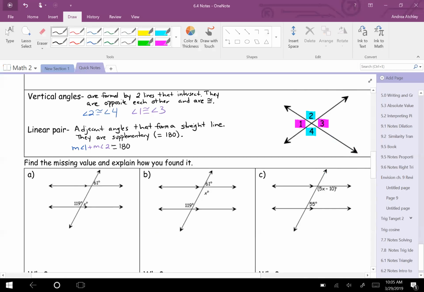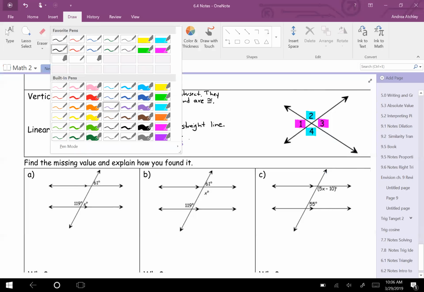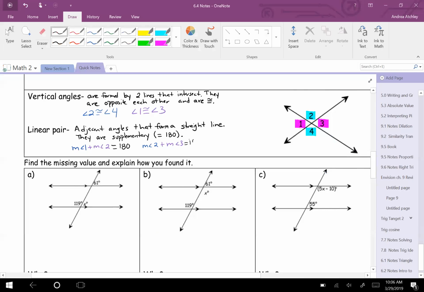Then you could also say the same thing with 2 and 3. The measure of angle 2 plus the measure of angle 3 equals 180. And we can continue around. 3 and 4, 4 and 1. So you get this, right?